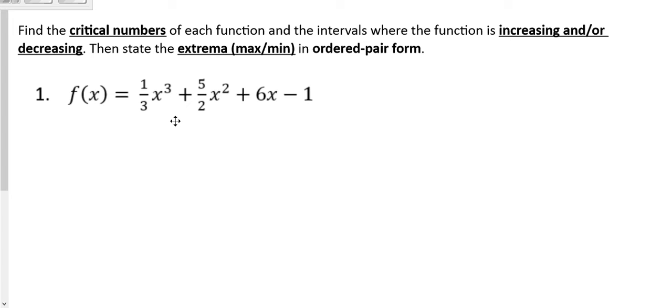In this problem, we need to find the critical numbers of the function, the intervals where the function is increasing and or decreasing, then state the extrema. So we have to find if there are any maximums or minimums. This means we are using the first derivative test. To use the first derivative test, we have to take the derivative. So let's look at this problem.